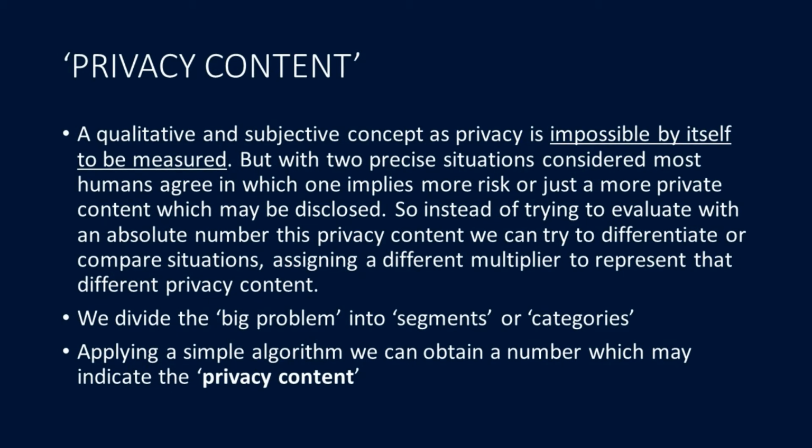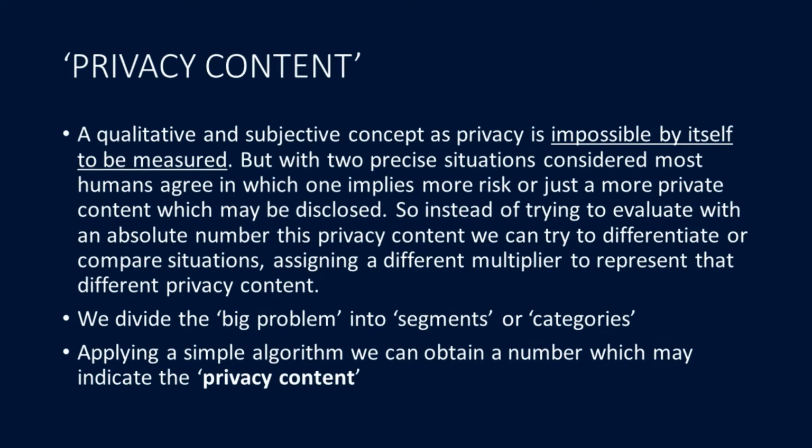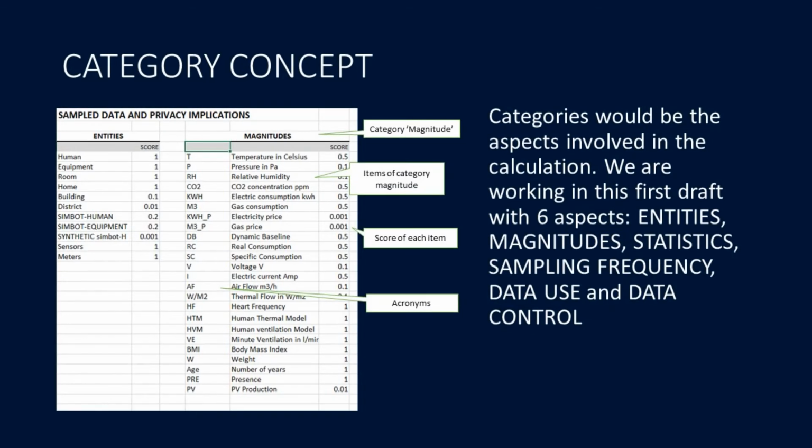What is privacy content? It is impossible to measure privacy, but we can implement a way to evaluate the level of privacy by comparing situations. We divide the big problem into segments or categories. Applying an algorithm, we can get a number representing the privacy content. Categories would be the aspects involved in the calculation. We are working in this first draft with 6 aspects: entities, magnitudes, statistics, sampling frequency, data use and data control.